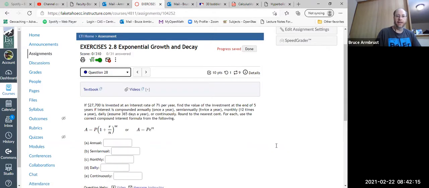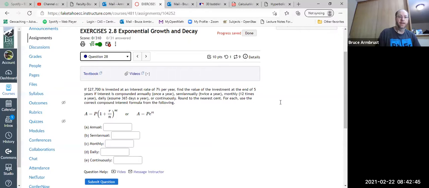Okay, so then let's look at 28. All right, so 28. All right, so we've got some money that's being invested, 7% per year. Find the value of the investment at the end of 5 years if the interest is compounded annually, semi-annually, monthly, daily, or continuously. Okay, so for this one, we have two different formulas. This guy with the P times 1 plus r over n to the nt, that's for the non-continuous. So that's for all the other ones.